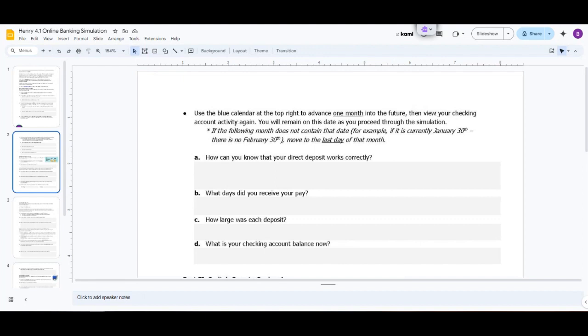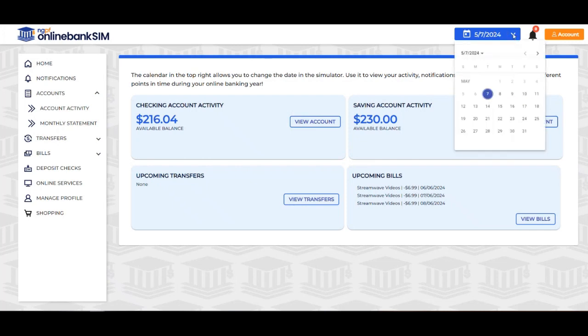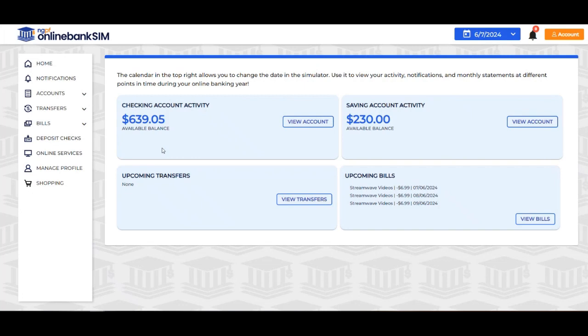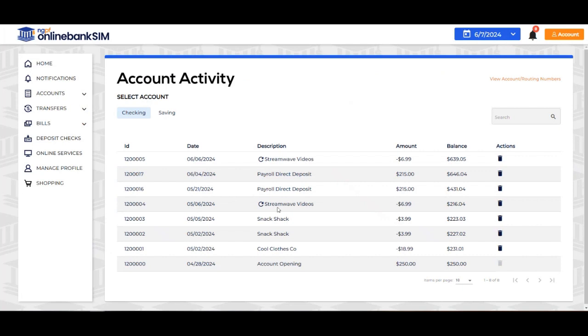Then view your checking account again. So if I advance 1 month, notice that my account balance in my checking account has gone up. Savings still remains at 230. Viewing the account, I see a payroll direct deposit on the 21st and a payroll direct deposit on the 4th. Depending on when we're doing the simulation, those dates may not be completely accurate. They change based on when we're doing this.